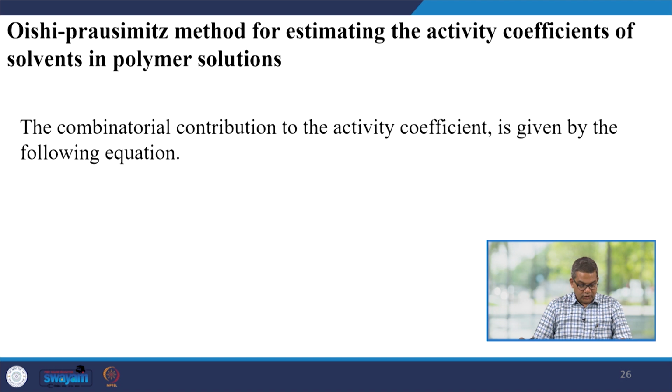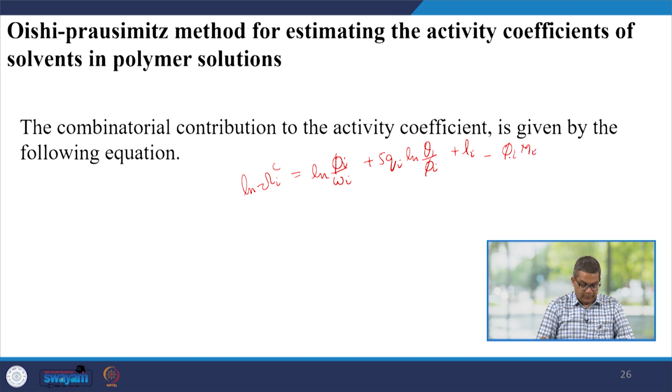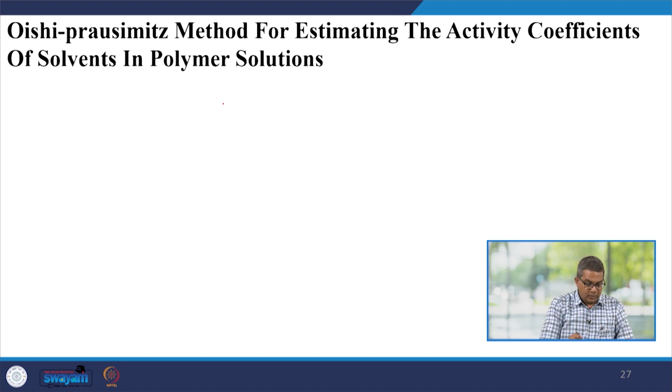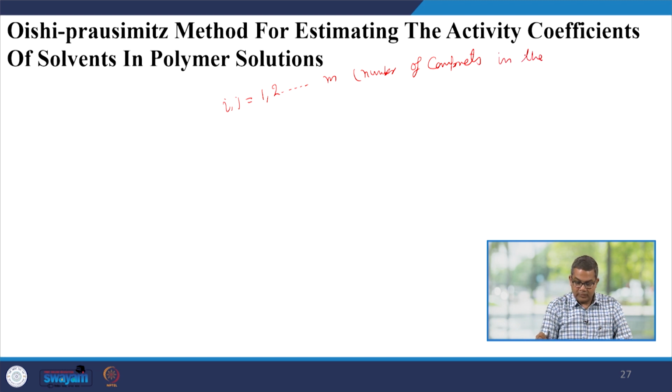Now, the combinatorial contribution to the activity coefficient is usually given by this particular equation: ln omega I C is equal to ln phi I over w I plus 5 q I ln theta I over phi I plus L I minus phi I over w I summation j wj Lj over mj, where I, j is equal to 1, 2, 3, up to m, that is the number of components in the solution.